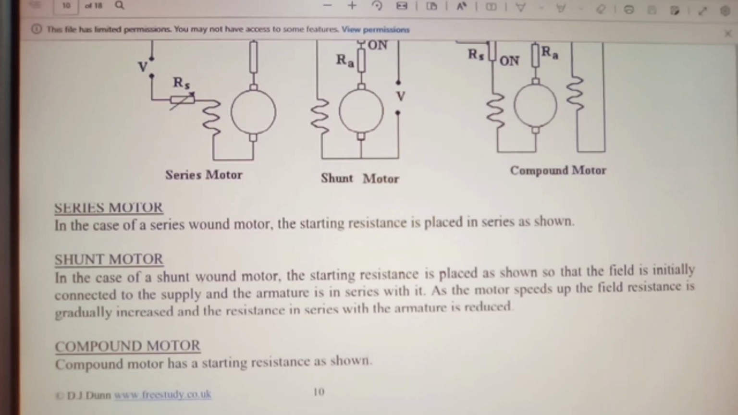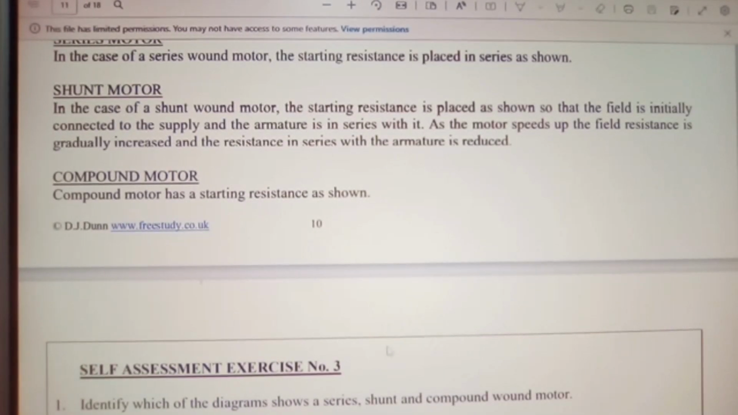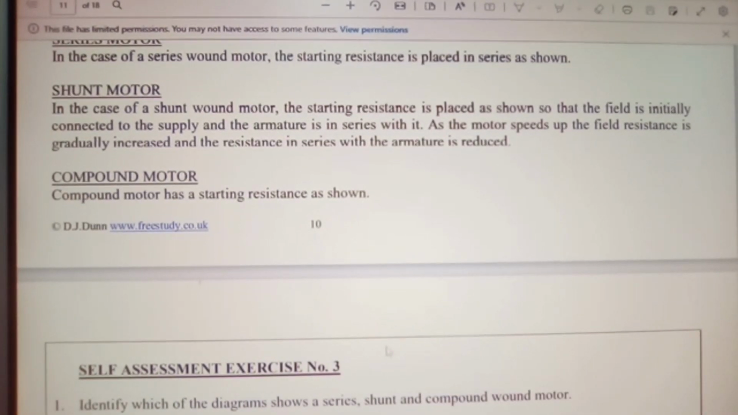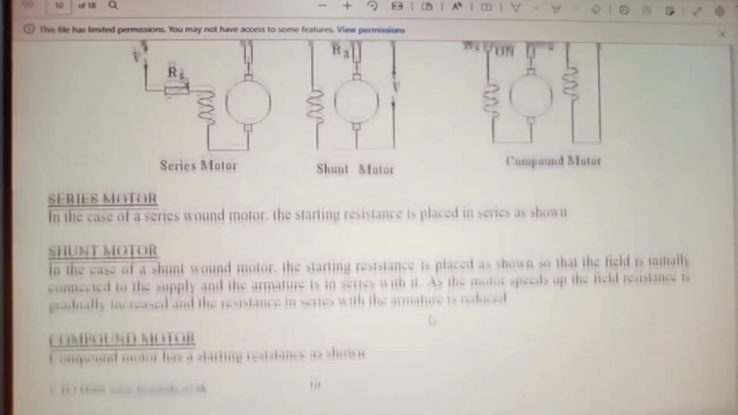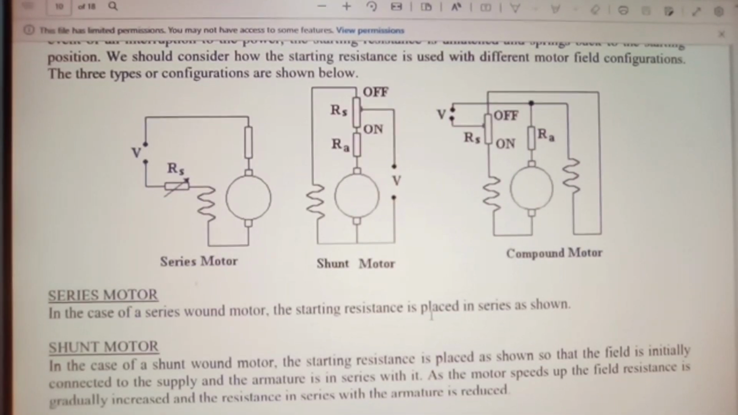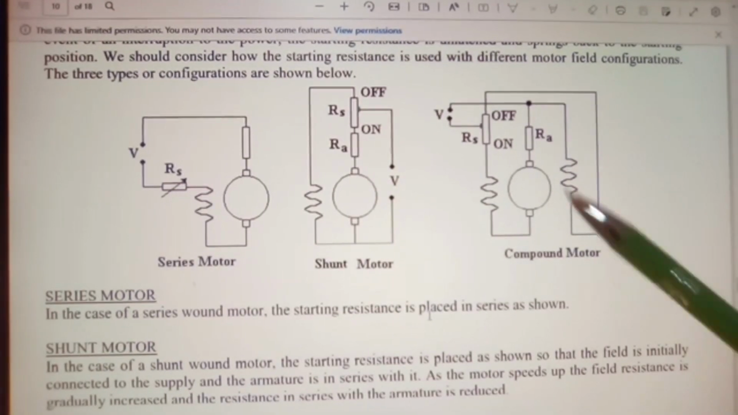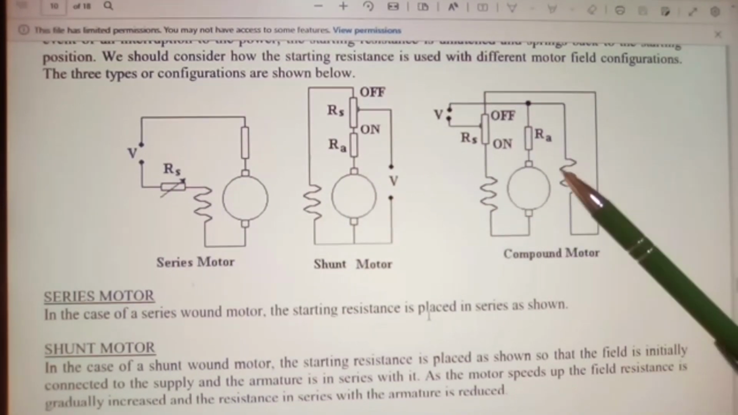Compound motor has a starting resistance as shown, okay? And here's your compound motor, okay? Showing your starting resistances.